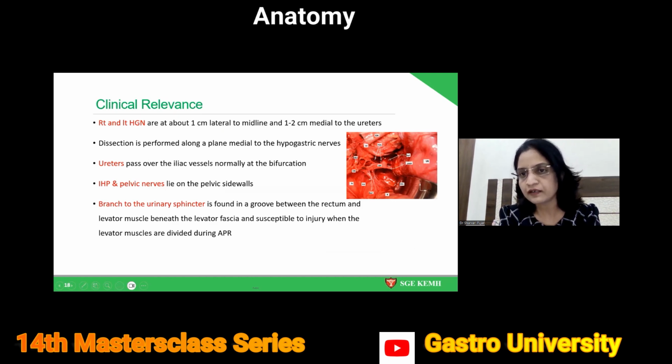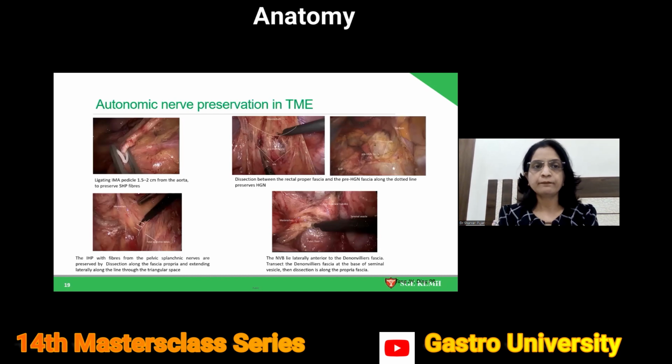This is the plexus of the uterus, going to the uterus, and then the nerve to the urinary sphincter. The nerve to the urinary sphincter arises in the groove between the rectum and the levator ani muscle at the level of the pelvic floor, and is likely to get injured when the levator ani is divided during APR.